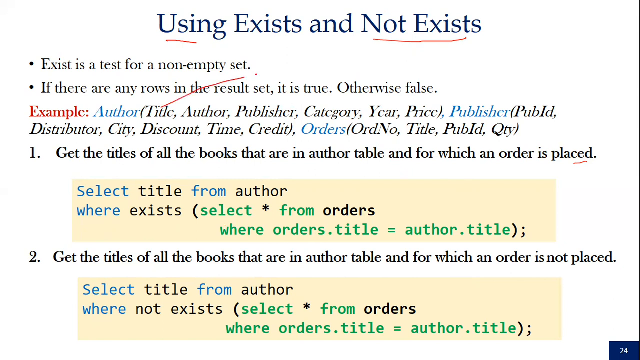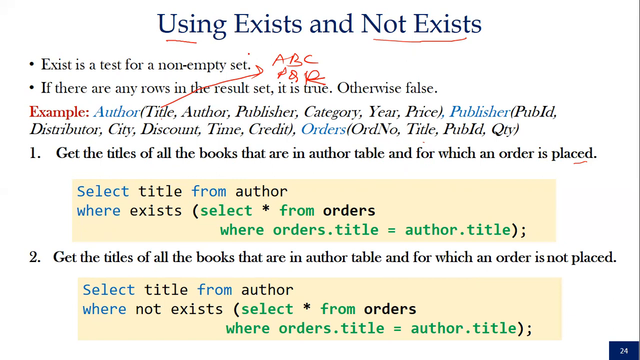So there are all the titles, like ABC, PQR, like that. We are checking whether the author.title is equivalent to the order.title. If any title matches, then this query will return some rows. Rows will be returned only when a matching title is found. Is that okay?